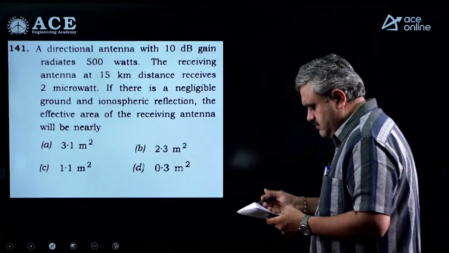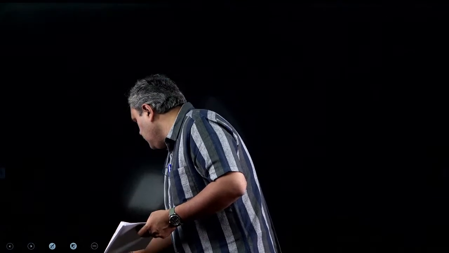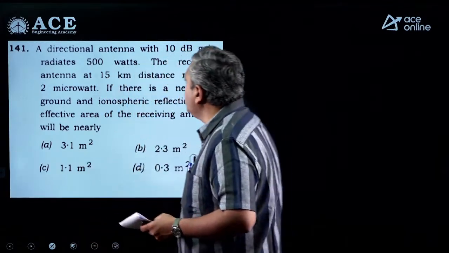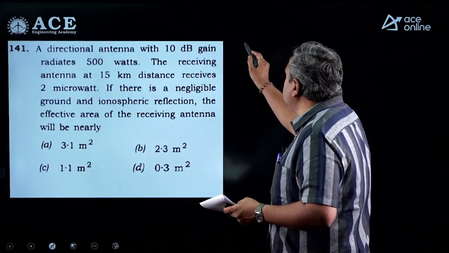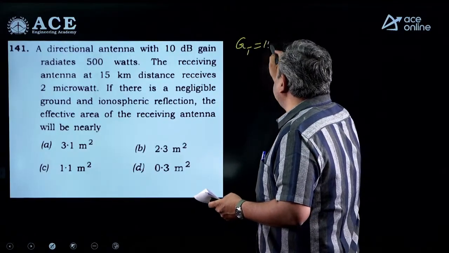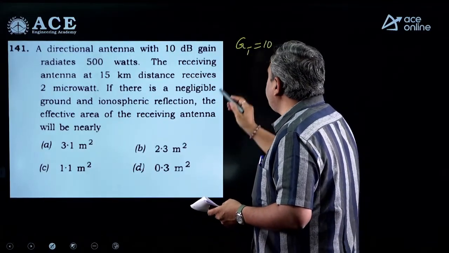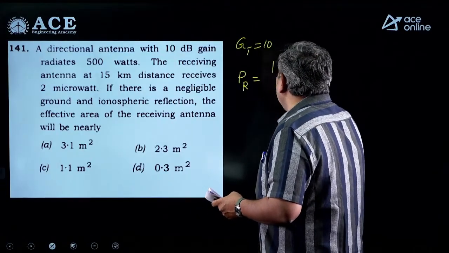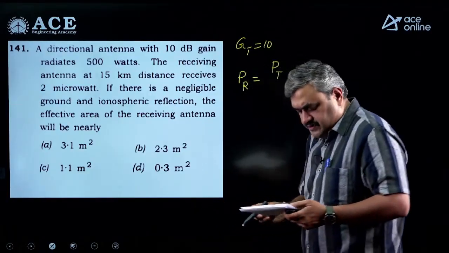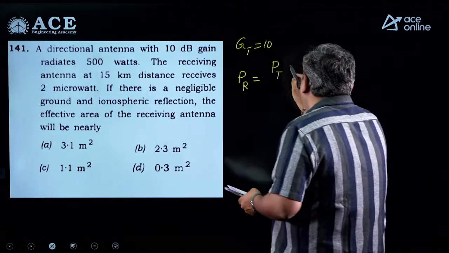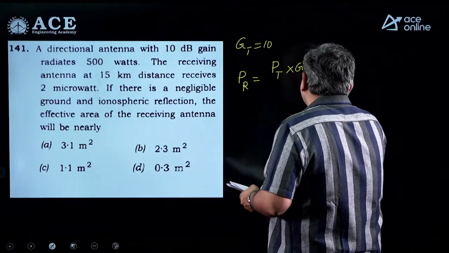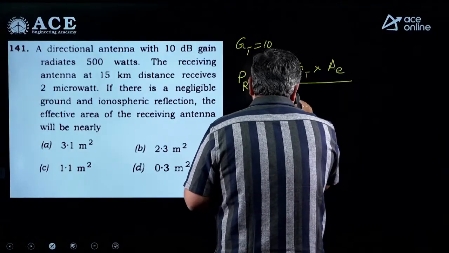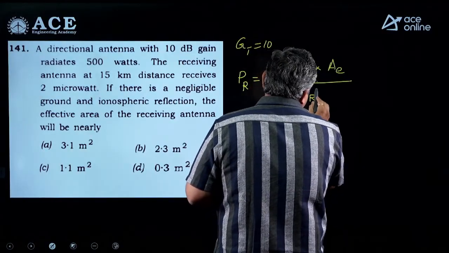Next, a directional antenna, related to satellite communication only, with a 10 dB gain. So, the gain of your transmitter is given as 10 dB, which means 10 as a value, and it radiates 500 watts. What is the power of the signal coming at the input of the receiver? Take the power of the signal at the output of the transmitter, multiplied by the gain of the transmitter, into the effective aperture of the antenna divided by 4 pi r square. Directly you can use this formula.